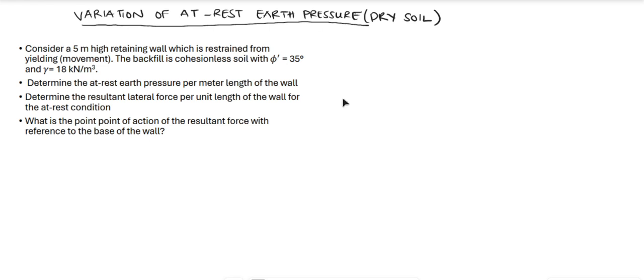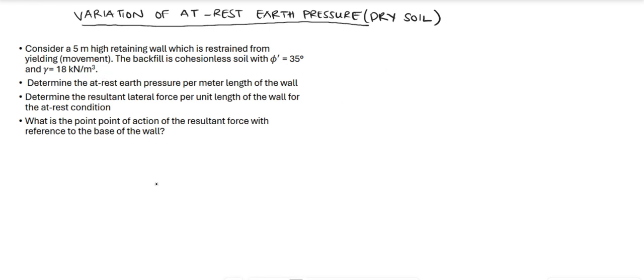All right, so let's look at this question. We have a 5 meter high retaining wall which is restrained from yielding, that is movement. So in this condition, we are looking at the at rest earth pressure because the retaining wall is not moving, and so the soil mass is at static equilibrium. The backfill is cohesionless with an angle of friction of 35 degrees, and the unit weight of the backfill is 18 kilonewton per meter cubed.